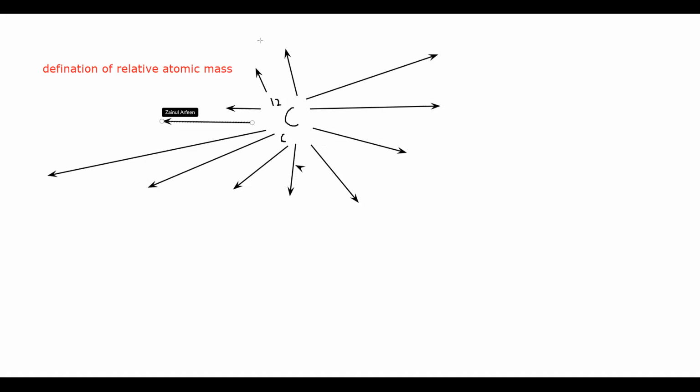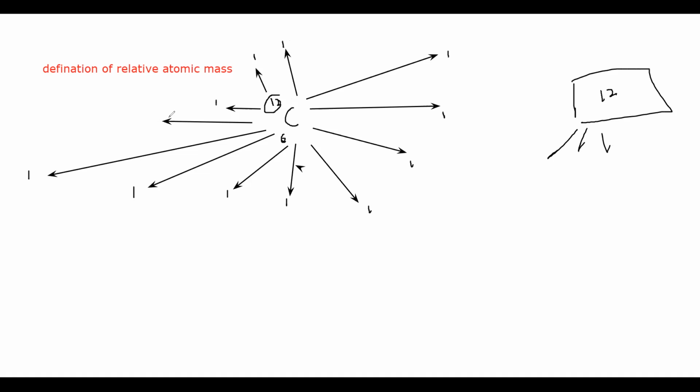So for example, we have a carbon, the atomic number of carbon is 6 and the atomic mass of carbon is 12. And we divide this carbon into 12 parts. So what will be the mass of each part? The mass of each part will be 1, because the mass of carbon is 12. If you divide it into 12 parts, the mass of one part will be 1.